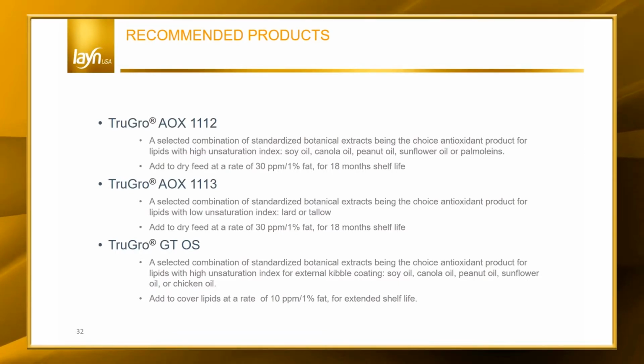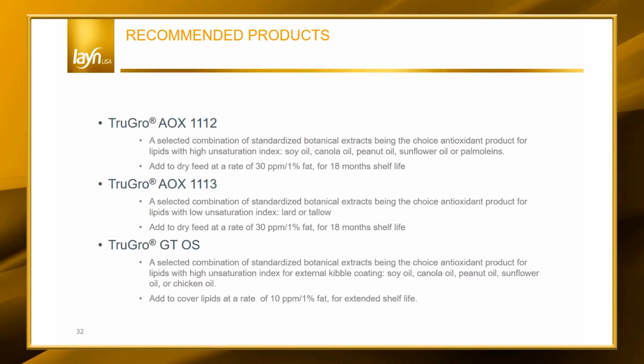Formulation 1113, we have seen, is more efficient for less unsaturated or more saturated lipids, when using lard or tallow as an energy source. TrueGrow 1113 appears to be the most efficient product, and it can also be used at a rate of 30 ppm per 1% fat for 18 months of shelf life.